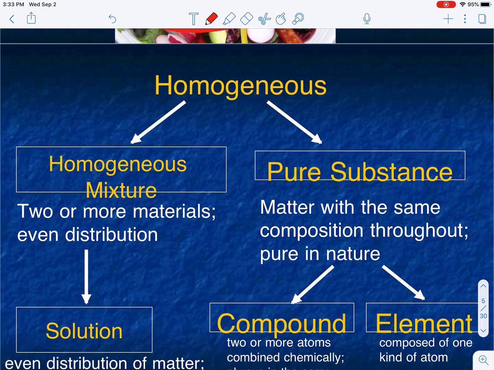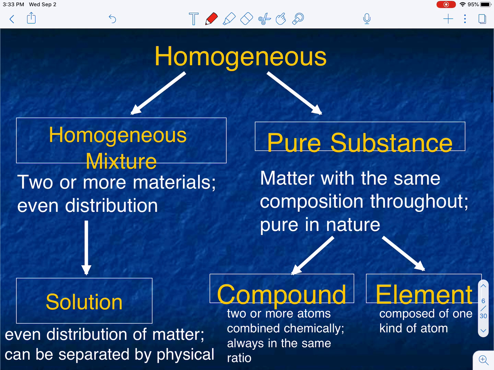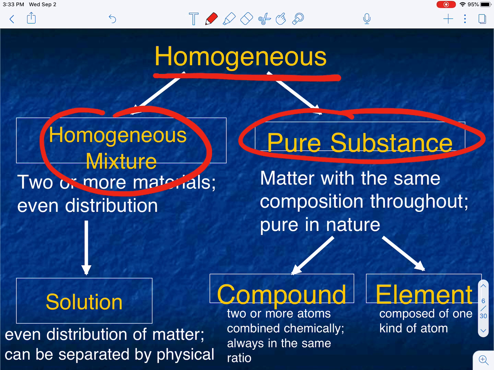Now, if we compare that to homogeneous, homogeneous meaning the same throughout. So homogeneous can be mixtures or they could be pure substances. So what's the difference between the two? Well, a pure substance is matter with the same composition throughout. It's pure in nature, and we have compounds and elements, and we've discussed those already.